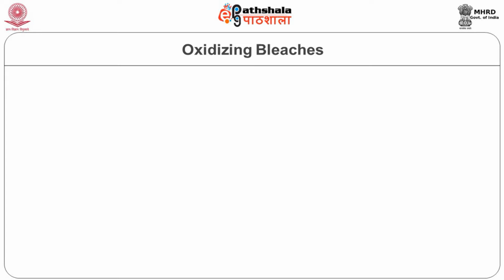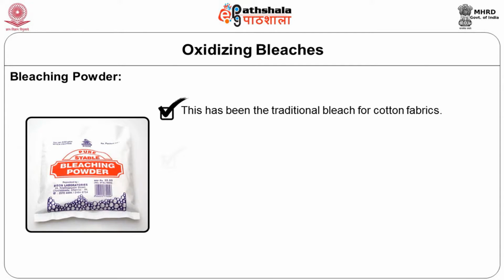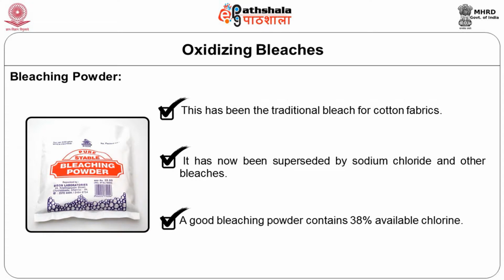The last example of an oxidizing bleach is bleaching powder. This is the traditional bleach that is normally used for cotton fabrics. It has now been substituted by sodium chloride and other bleaches. A good bleaching powder contains 38% available chlorine.